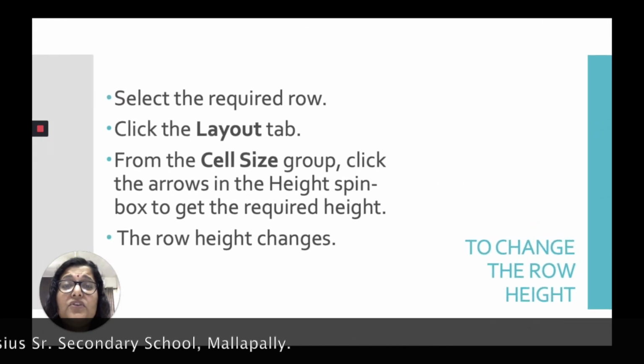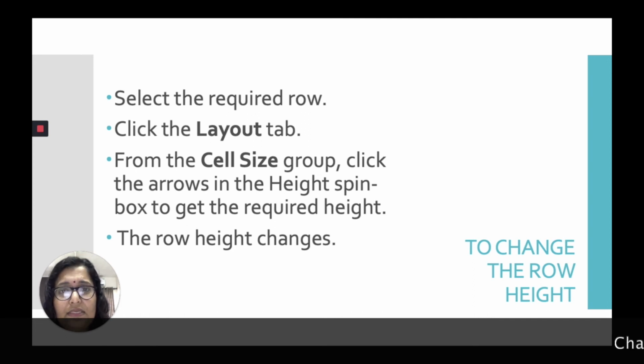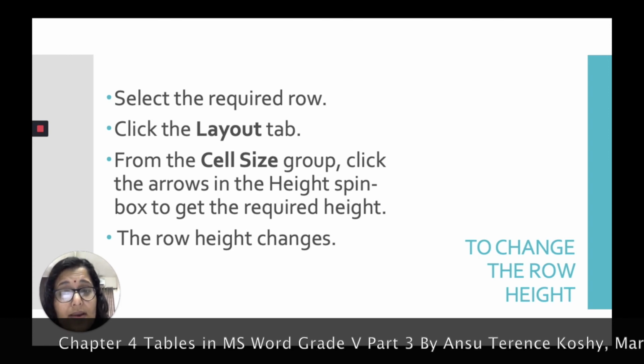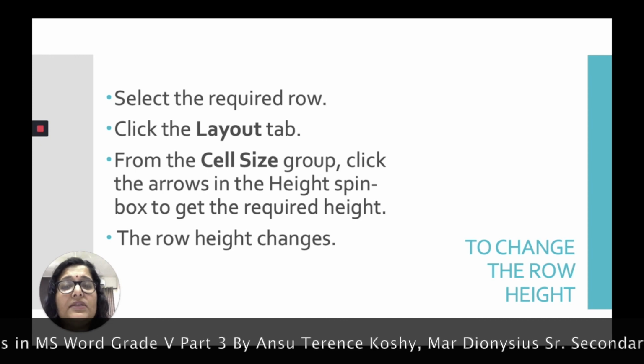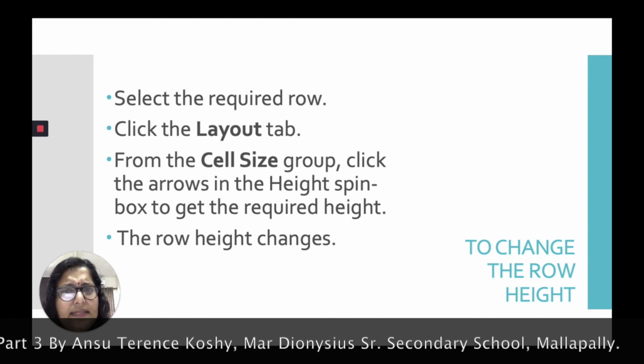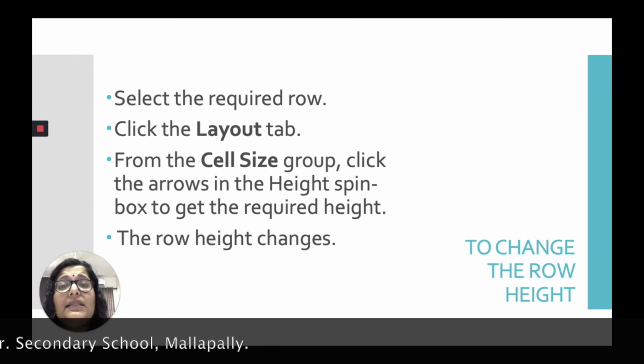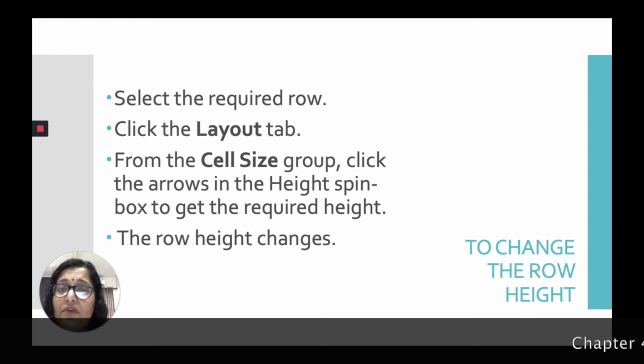How to change the row height. Select the required row. Click the Layout tab. From the Cell Size group, click the arrows in the Height spin box to get the required height. The row height changes. You need to first select the row. From that, you have to go to the Layout tab. Click the Cell Size group. In that, the Height spin box appears. In that, you can give the required height. The row height changes.